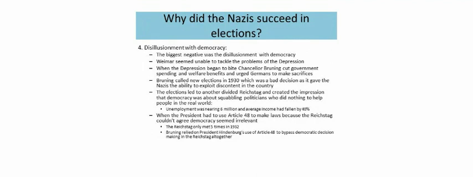When the Depression begins to bite, Brüning cuts government spending. He cuts welfare benefits, of course, with the benefit of Article 48, and he urges the Germans to make sacrifices. He called for new elections in 1930, which was a horrible decision that gives the Nazis the ability to exploit the discontent. The Weimar government makes terrible mistakes. Okay? The elections lead to another divided Reichstag. They create the impression that the democracy was about squabbling politicians who will do nothing to help the people in the real world.